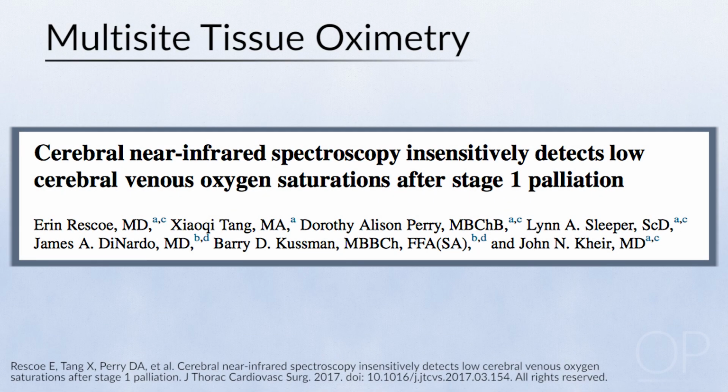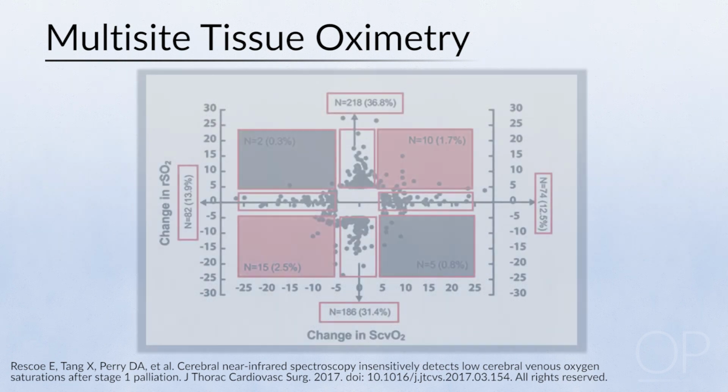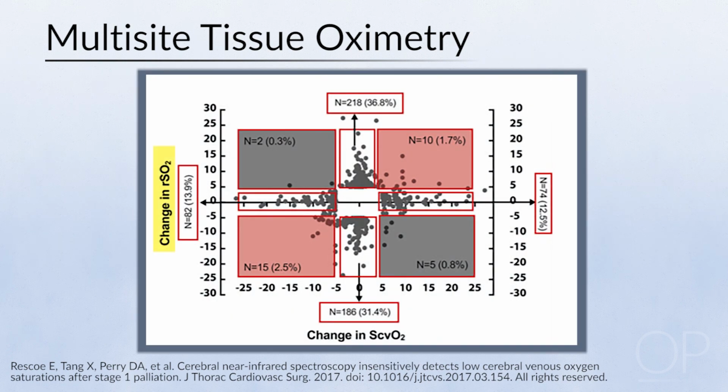This is a study of neonates following the Norwood procedure, where change in cerebral oxygen saturation on the y-axis is compared with change in mixed venous oxygen saturation on the x-axis. And this is a gray zone plot. And what you see by the star is that cerebral oxygen saturation doesn't significantly change, but you get big decreases in mixed venous oxygen saturation.